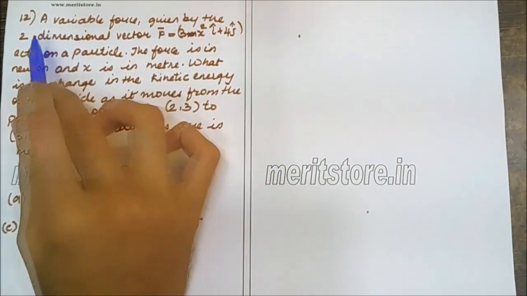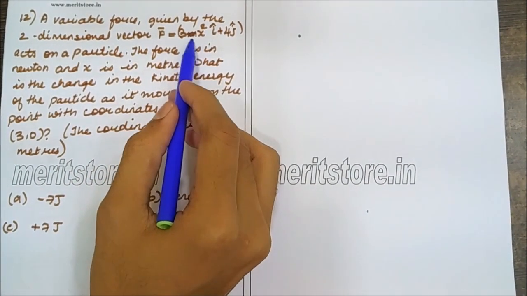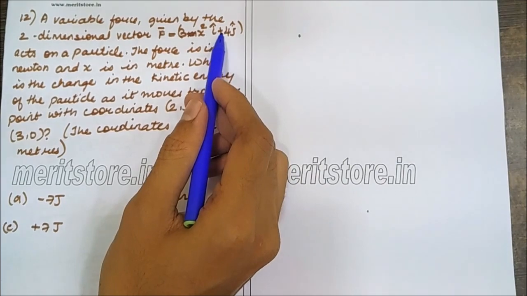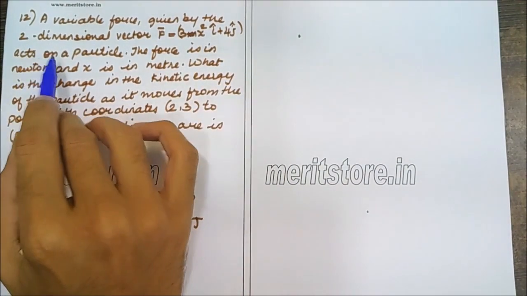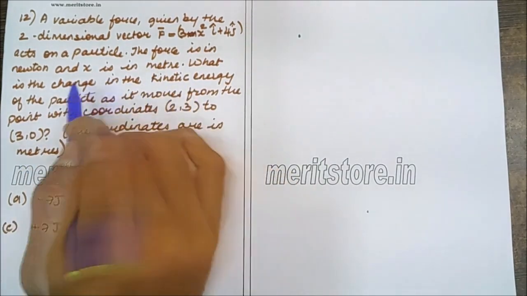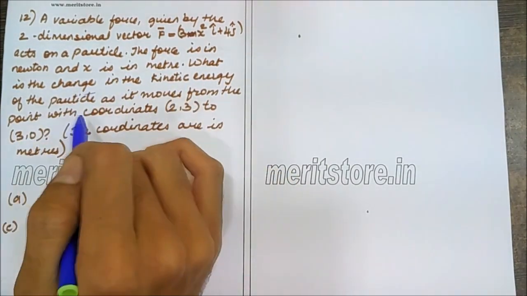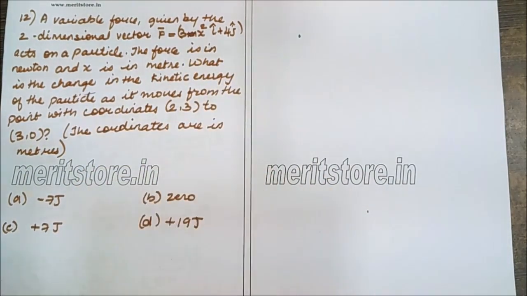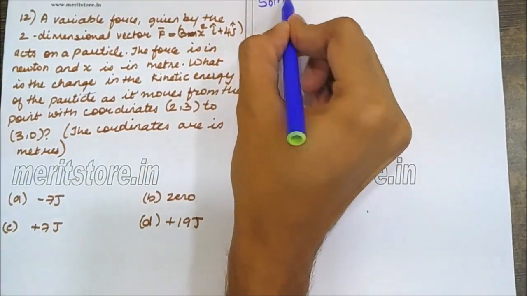A variable force given by the two-dimensional vector F is 3x squared i plus 4j acting on a particle. The force is in newtons and x is in meters. What is the change in the kinetic energy of the particle as it moves from the point with coordinates 2, 3 to 3, 0? The coordinates are in meters.